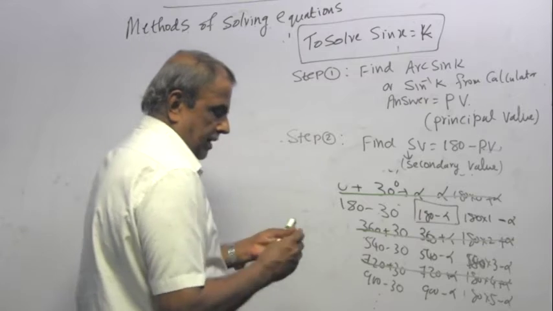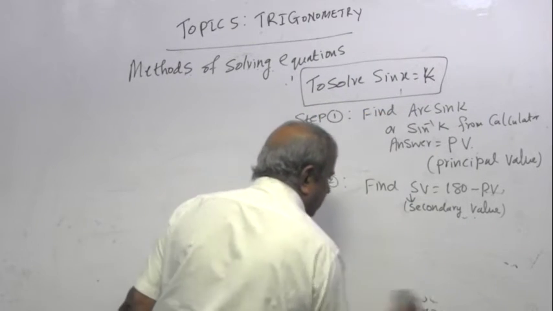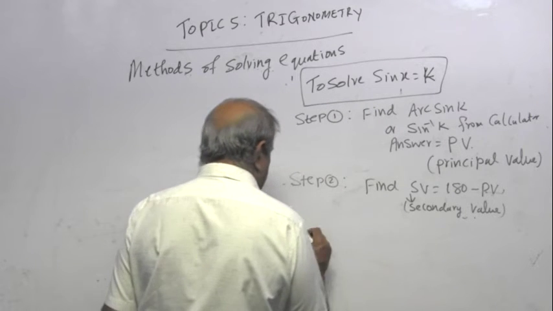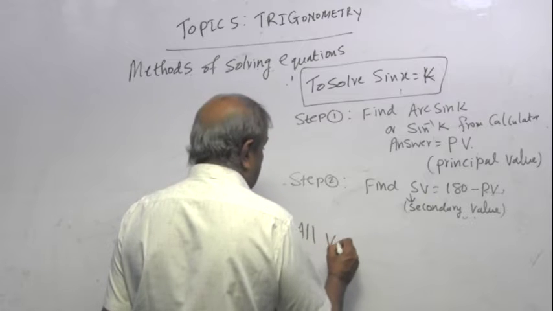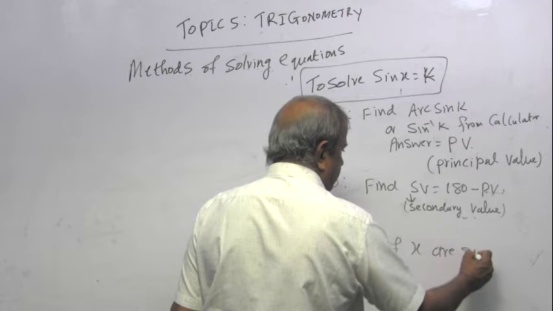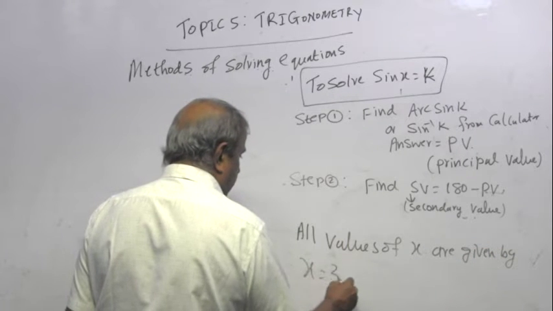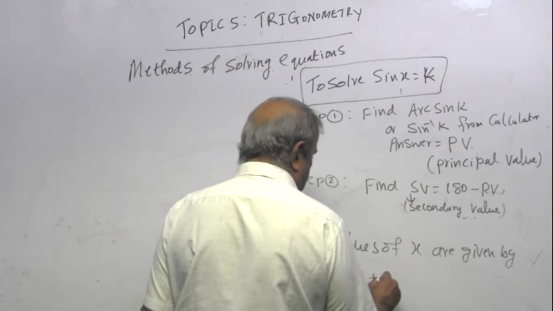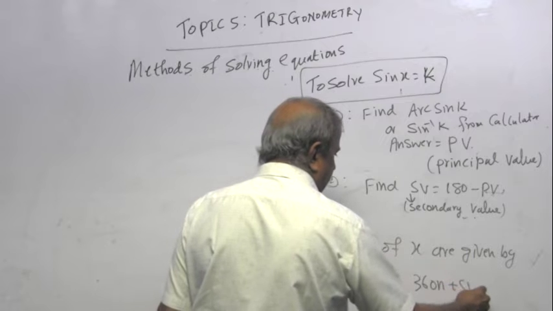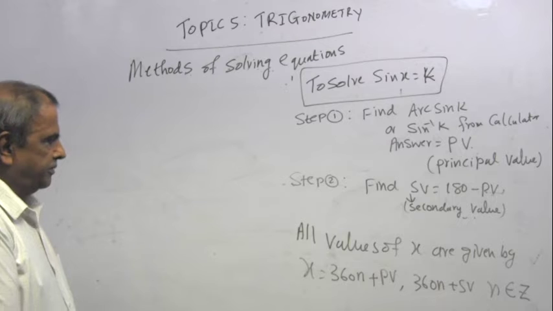Okay. Then, what is the advantage of this method? When I take a question, I will show you the secondary value. Therefore, all values of x are given by x equal to 360n plus PV, 360n plus SV, where n belongs to Z, the set of integers.